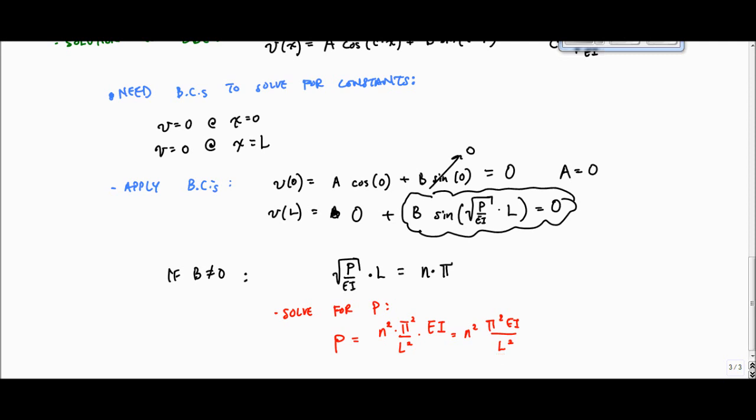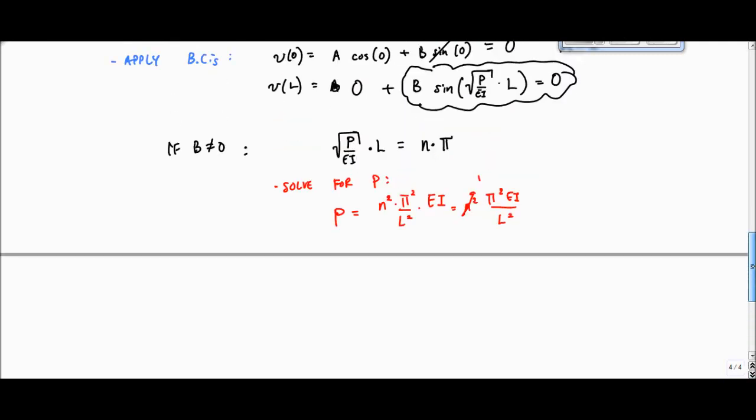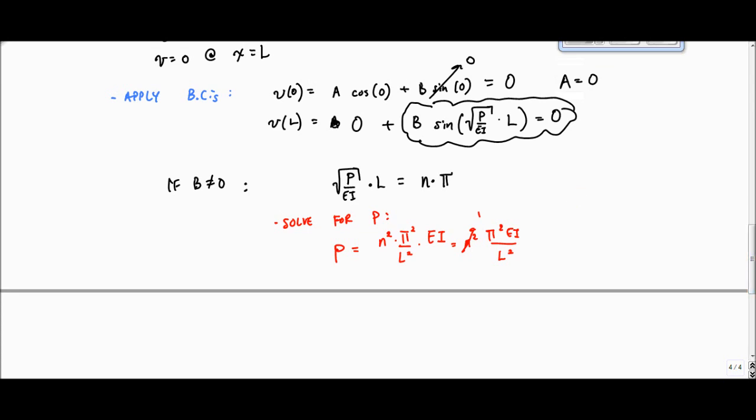Okay, and what's the lowest value that this can be when n equals, well, 0, but not 0. Let's say, what is the lowest non-zero number n can be? 1, right? The lowest non-zero value is 1. And when n equals 1, this is important, we have our critical load. This is the lowest load it takes to buckle the column. P critical equals pi squared EI over L squared.